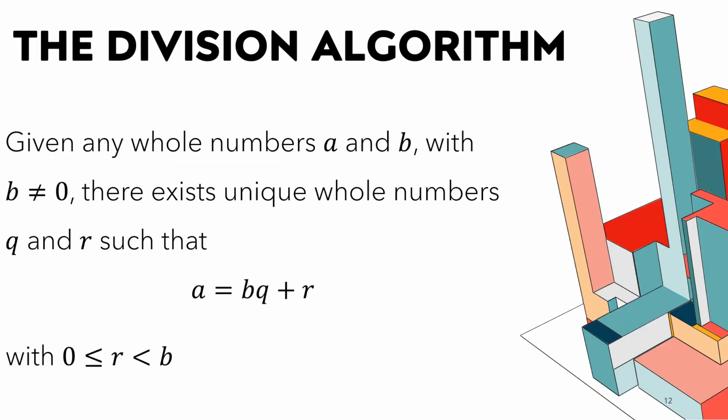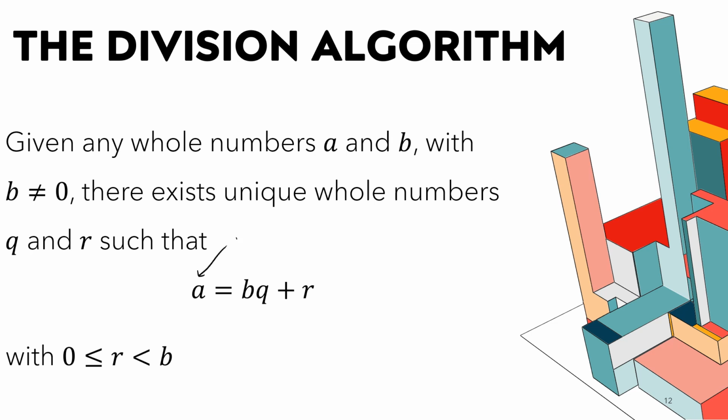I would say this is the most complicated thing that we're going to talk about in this section. It's called the division algorithm. This is something that you have been using for a long time, you probably just didn't see it written this way. It says that if you're given any whole numbers A and B, with B not equal to 0, then there exist unique whole numbers Q and R such that A is equal to B times Q plus R. Let me tell you what these letters represent.